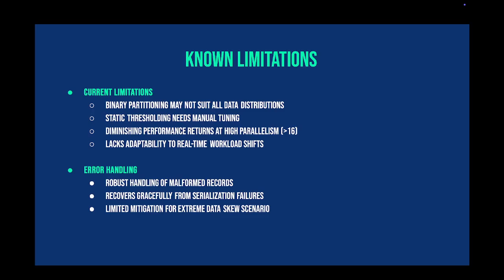Despite these improvements, the current implementation has some limitations, some of which we've already covered, like binary partitioning and static threshold. And there are diminishing returns on performance gains if parallelism goes beyond 16 workers. This is due to increasing coordination overhead. My current approach doesn't rapidly adapt to abrupt workload changes. However, it does ensure robust error handling, particularly for malformed records and serialization issues, which helps in maintaining the system stability.